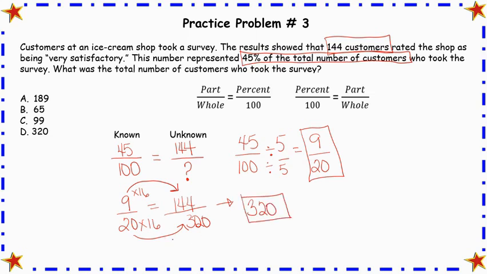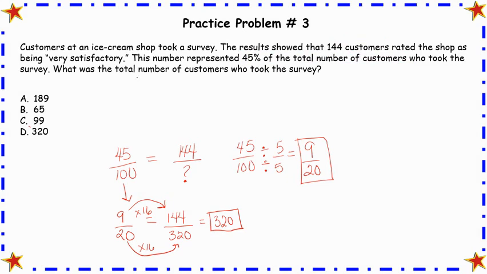This number tells me that a total of 320 customers came into the shop and took the survey, but 144 of them thought that the shop was very satisfactory. So the correct answer to this problem is D, 320.